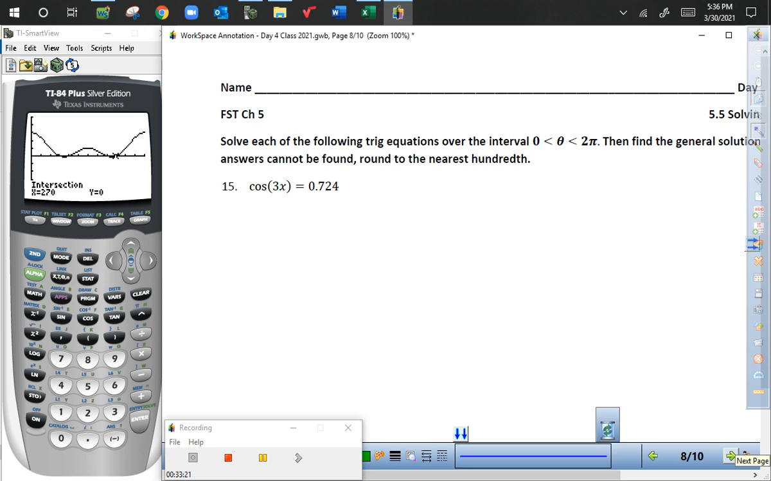Alright, just a couple more here. We've got cosine 3x equals 0.724. Again, this has an a value. We've done a couple examples like this where there's an a value. I want you to go find the intersections and write them down. I will help you when you get to that point.